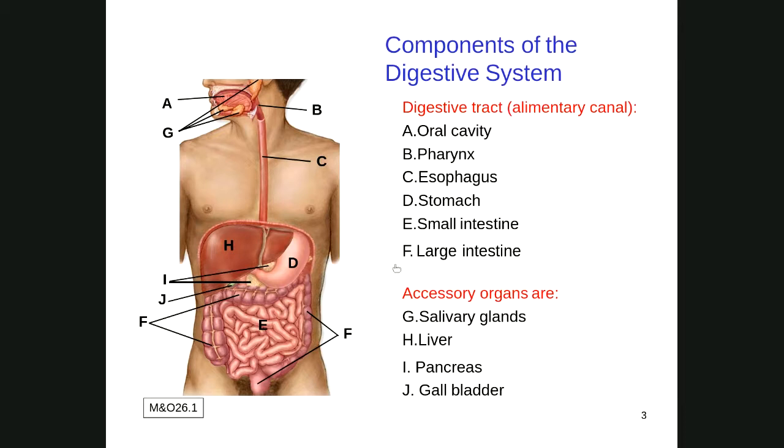We have accessory organs, salivary glands. Those glands are present in the oral cavity, secreting saliva. So saliva is that clear liquid which is secreted from these exocrine glands into the oral cavity, and it has a digestive role in addition to the immunological function. We have the liver, the pancreas, and the gallbladder, as we mentioned earlier.